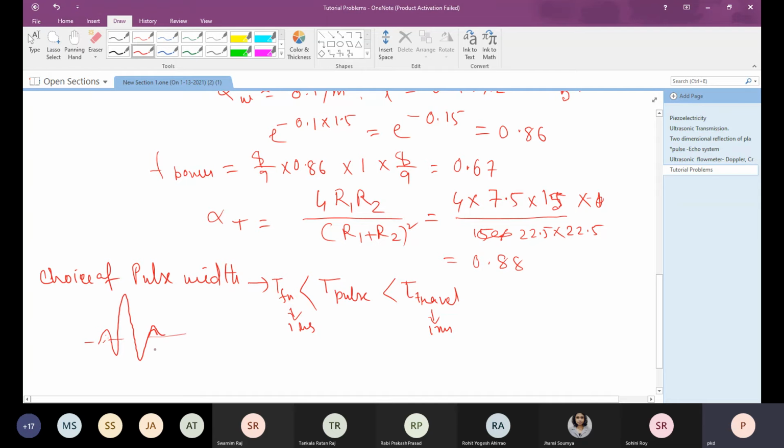This kind of pulse should be there. So even if we consider just the two side lobes, it will be at least 3 microsecond, at least it should be much more than this. So this could be somewhere between say 10 microsecond to maybe 50 microsecond pulse width can be chosen. Any value can be chosen.